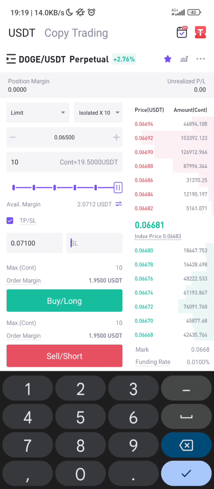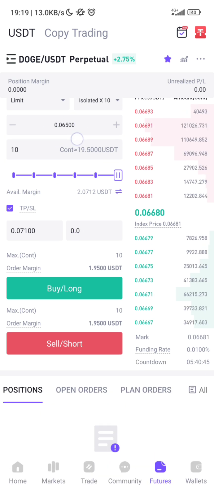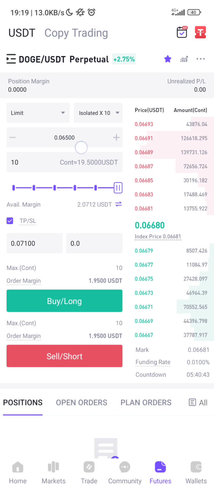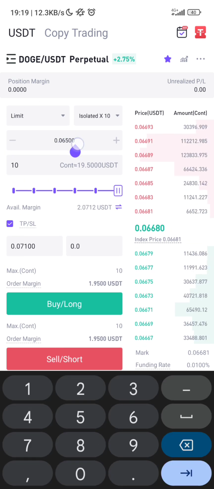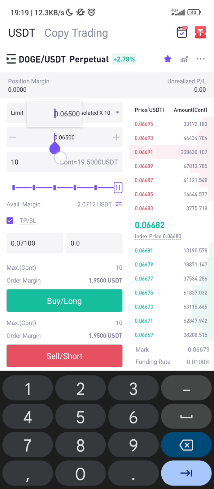Now stop loss means where I want to minimize my loss, right? It has to be below my buying price, because I want to take a buy position. It has to be below my buying price, so that's where my stop loss will be. That's how you set stop loss. I don't want to lose more than 0.063. All right, yeah.